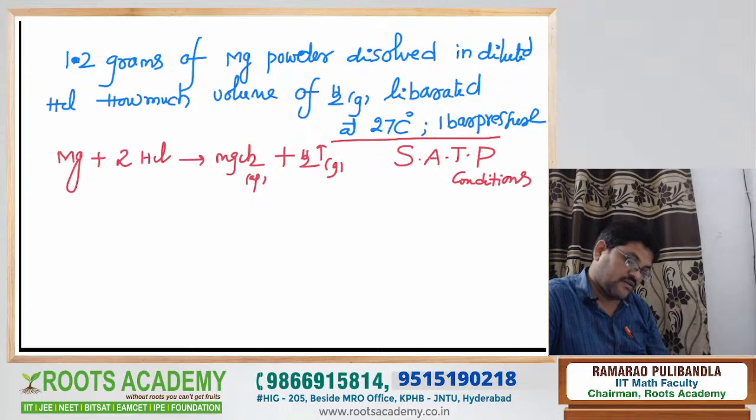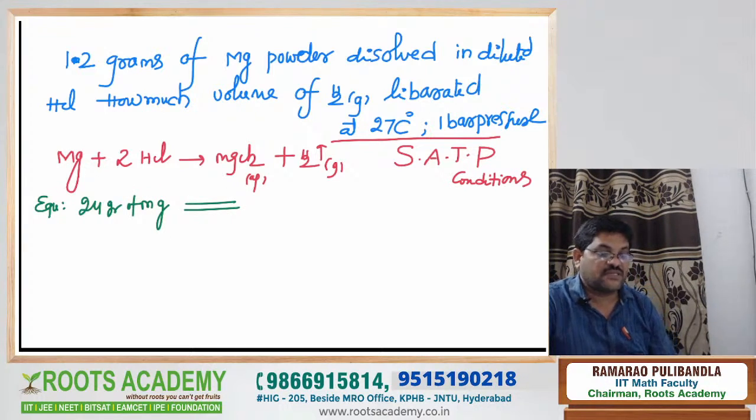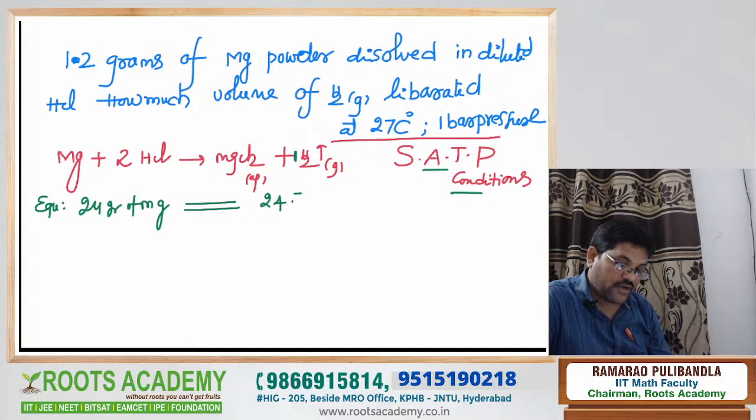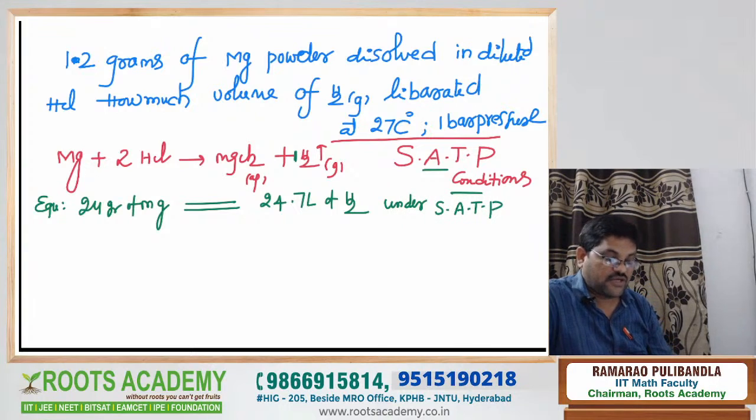Now according to the equation, 1 mole of the magnesium, 1 mole atom is what? 24 grams of the magnesium. So how much volume is liberated? Because 27 degrees, 1 bar pressure means SATP. And under SATP, how much volume of the H2 gas is liberated? 1 mole. So 24 grams of magnesium is equal to what? 1 mole occupies 24.7 liters of H2 gas. Because of what? Under SATP. Under what, Nana? SATP. So according to the equation.